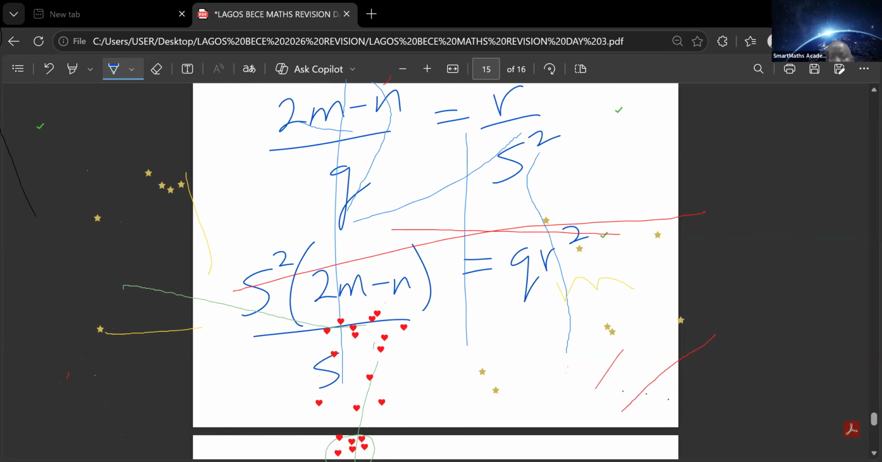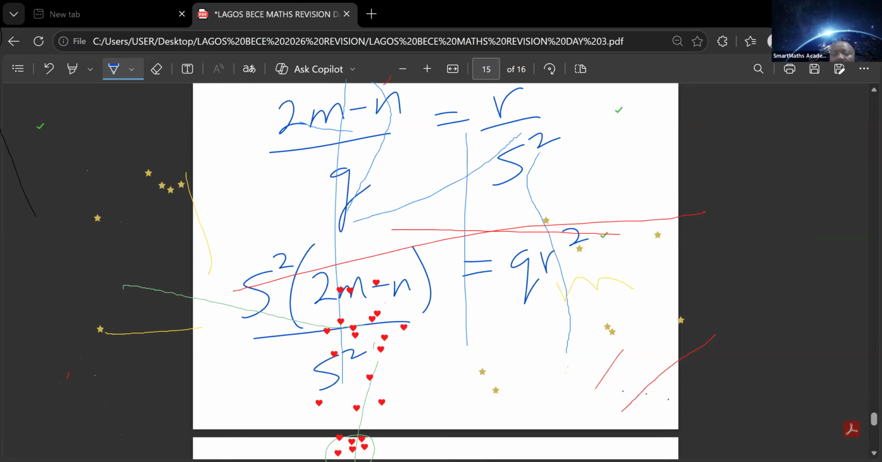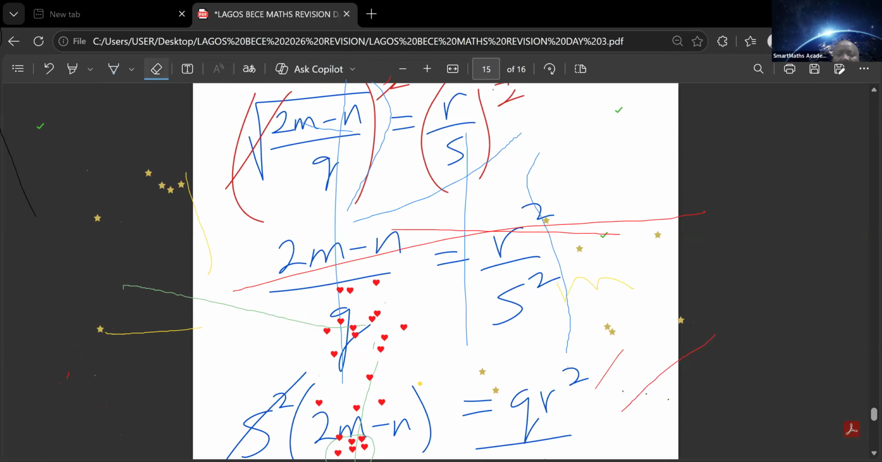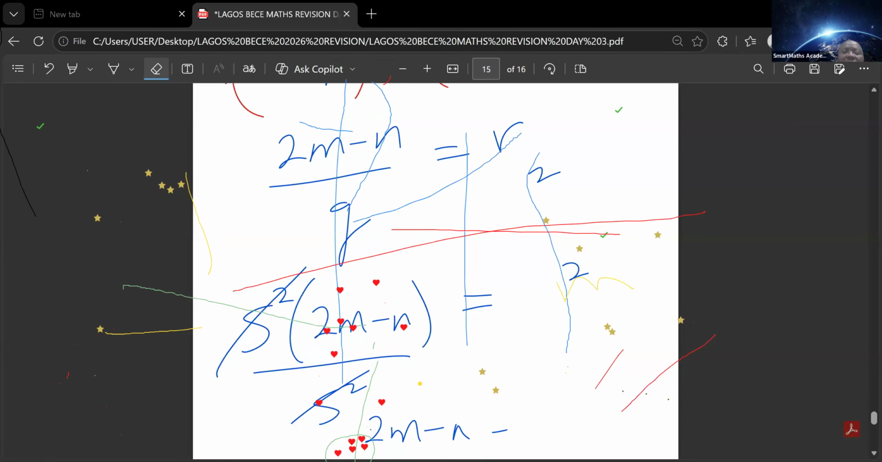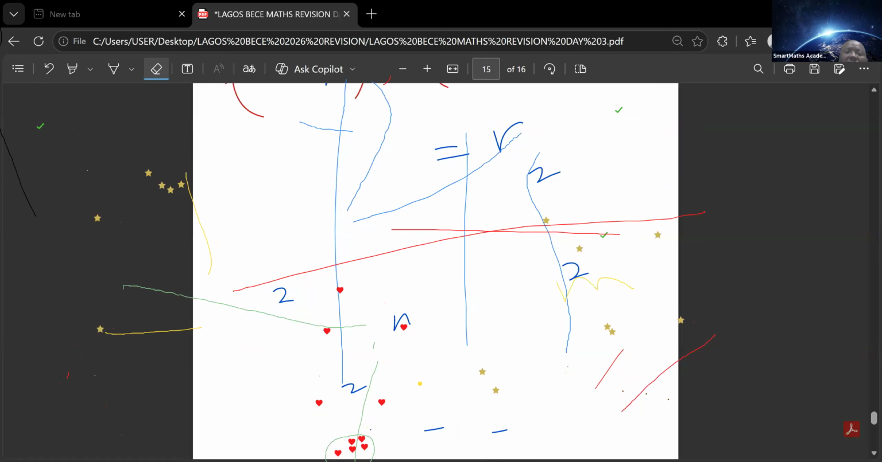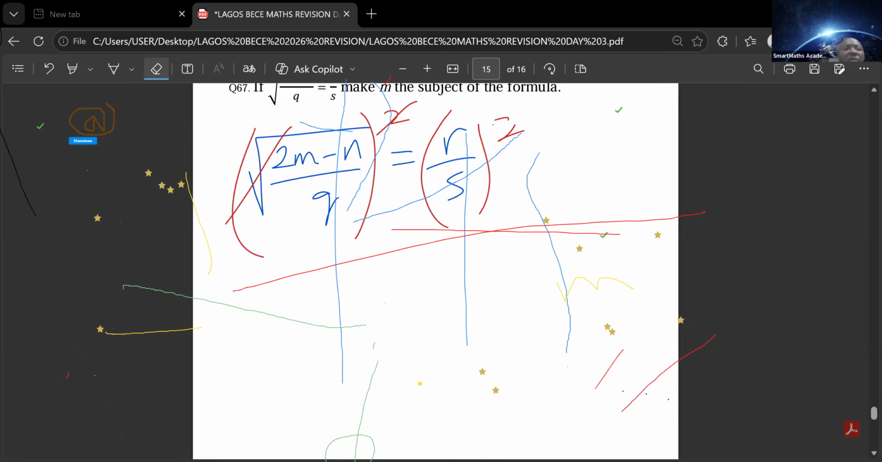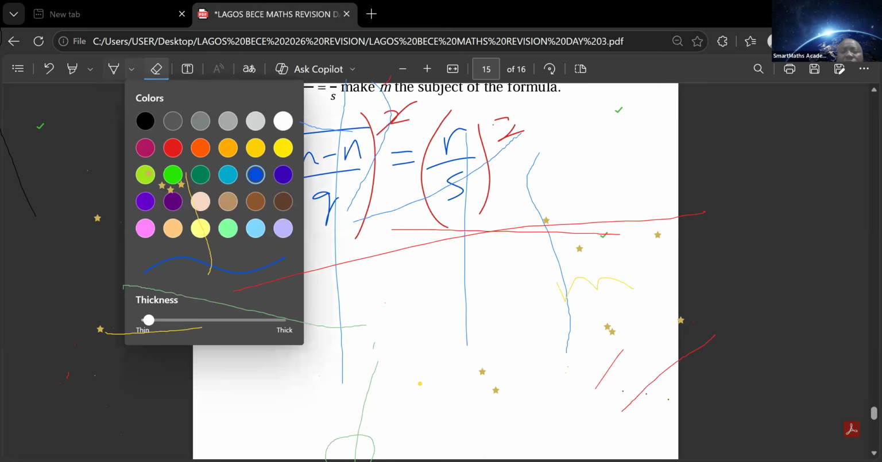S squared. Oh, I've wasted this thing. S squared. So this cancels this. Then we have 2m minus n equals to q. Now what can I do? Okay, sorry, let me clean it from here so that I can have space to work. I'll do that again, so that I can have space to work. Okay. So let me do it from here. Let me divide it into 2.